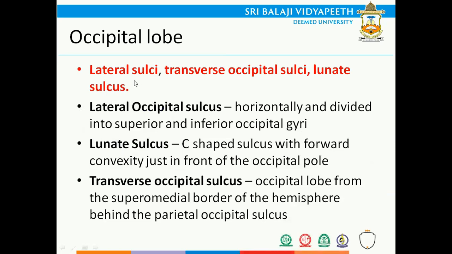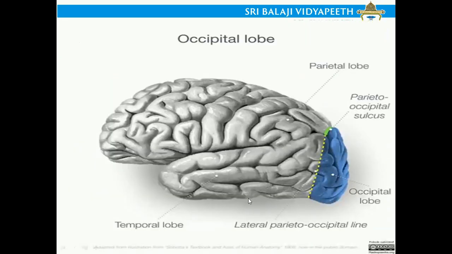Coming to the occipital lobe, it consists of the transverse occipital sulcus, the lunate sulcus and the lateral occipital sulcus, which runs horizontally and divides it into superior and inferior occipital gyri. The lunate sulcus is a C-shaped sulcus with forward convexity just in front of the occipital lobe. The transverse occipital sulcus lies in the occipital lobe, from the supromedial border of the hemisphere behind the parieto-occipital sulcus. So the occipital lobe has three major sulci: the lateral occipital sulcus, the lunate sulcus, and the transverse occipital sulcus.